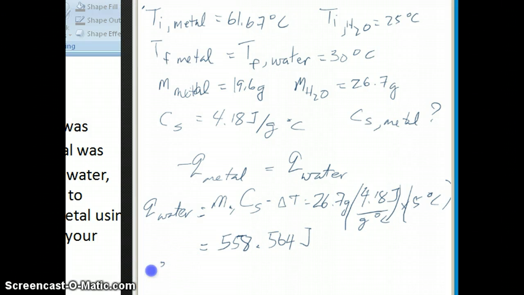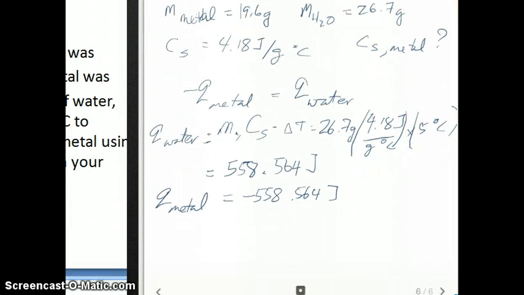Now this is the same amount of heat that's released by the metal. So you can say that heat released by metal is equal to negative 558.564 joules, right? Because remember that the metal releases, so it has to be a negative quantity. That's basically just like writing negative Q metal is equal to 558, therefore Q metal is negative 558, okay? The negative is important because it indicates that one system is releasing energy.